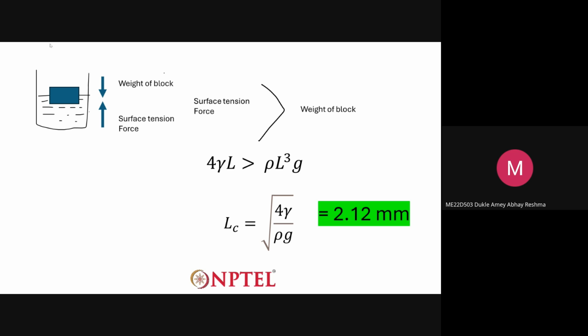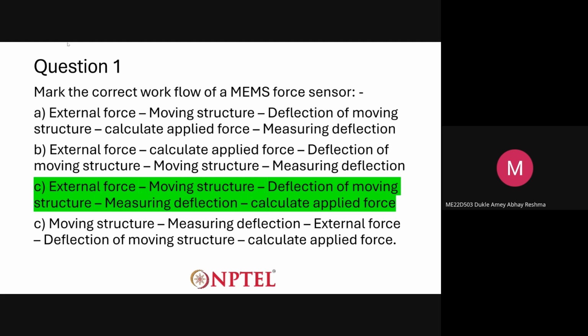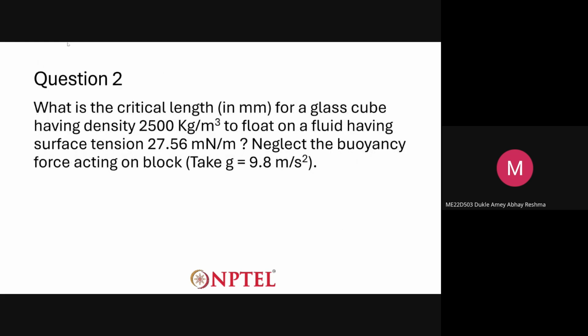The critical length is the length at which the floating will happen. If the length of the block is bigger than the critical length, then only it will be able to float, else it will sink. That is how the concept works. The critical length is the minimum size of the cube so that it only floats and doesn't go down. If the block is very small, it will still sink inside the liquid. So that is how it is working.